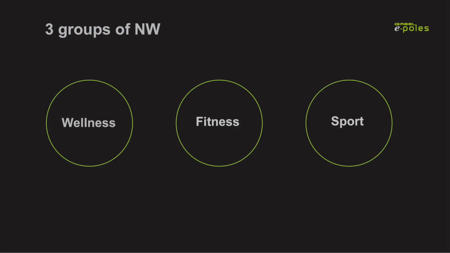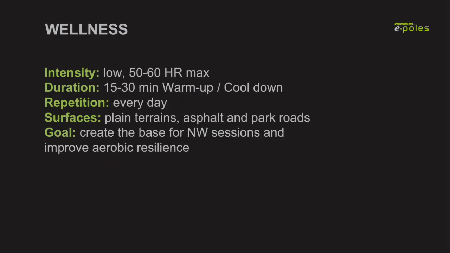It is determined by the maximum heart rate of 50 to 60%, HR max. Duration of this activity for this level varies from 15 to 30 minutes, including warm-up and cool down. You can practice it as often as you want, even every day, as intensity is quite low, and you can choose plain surfaces such as asphalt roads and park roads. The aim of this level is to create the base and improve aerobic resilience of a person.